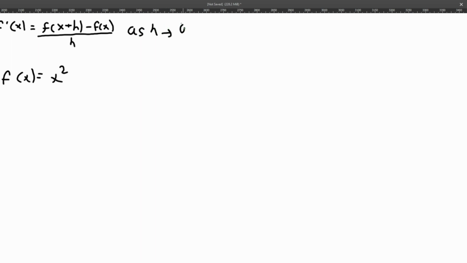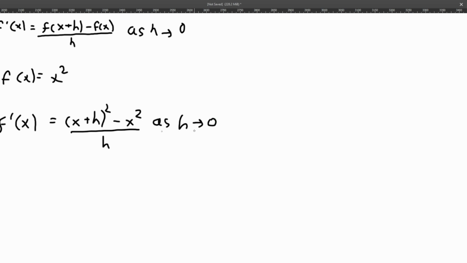So if our function is x squared, the derivative of f of x, now it's going to be f of x plus h, which is going to be (x plus h) squared, minus f of x, which is x squared, divided by h, of course, as h approaches 0.